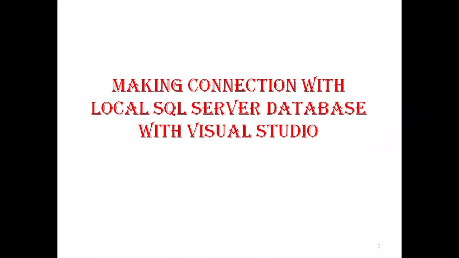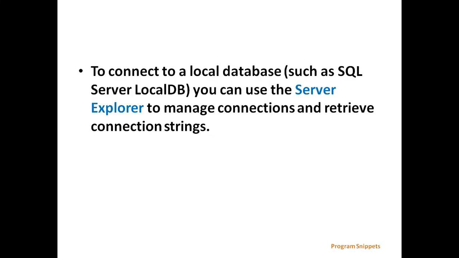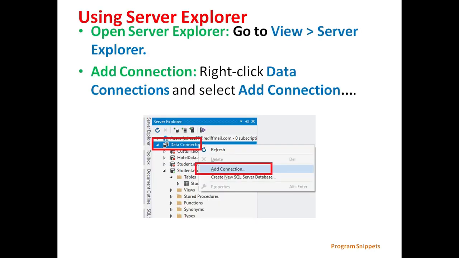Here we will see making connection with local SQL Server database with Visual Studio. To connect to a local database, you can use the Server Explorer to manage connections and retrieve connection string. For this, go to View option and select Server Explorer. Then right click on Data Connections and select Add Connection.